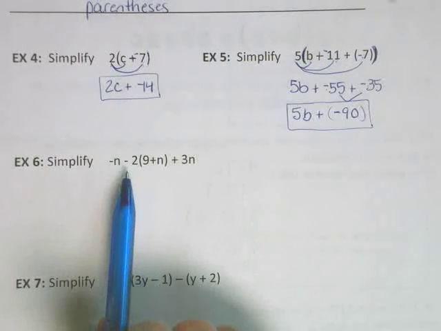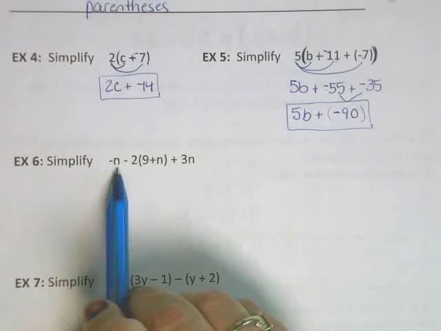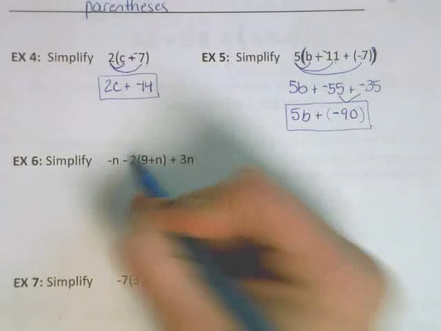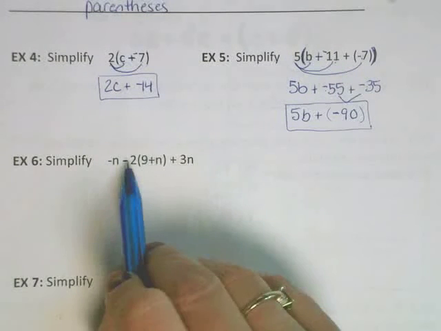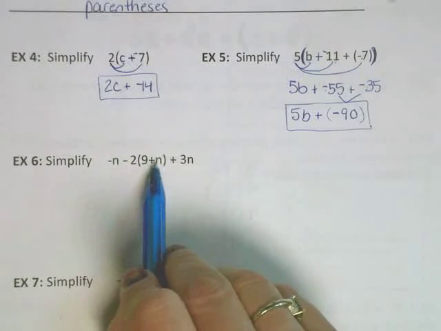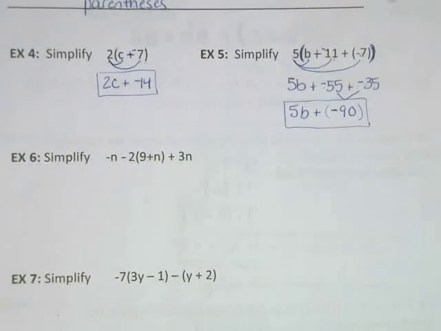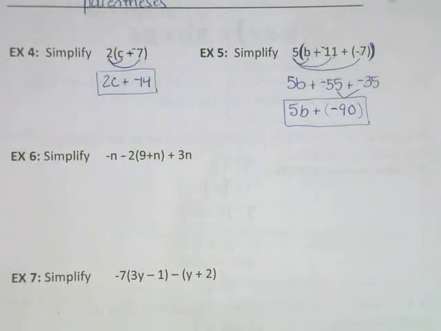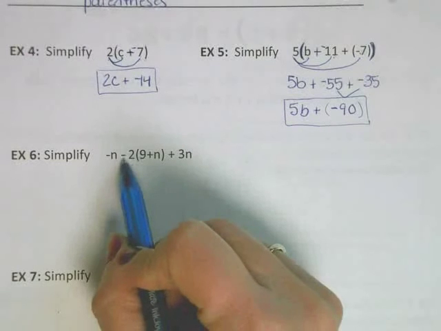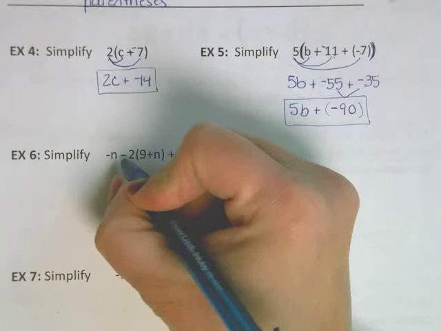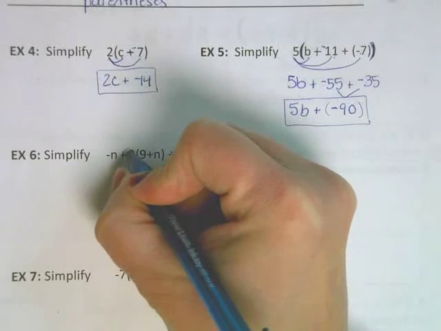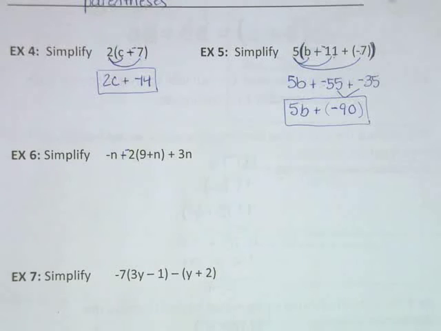All right, so let's look at another couple of situations where there's not just the distributive property going on. With this one, example 6, we've got this negative n. This is a minus, even though it doesn't really look like it. It looks kind of like a negative. Minus 2 parentheses, and 9 plus n, and then plus a 3n outside of those parentheses. There's a lot going on here. The first thing I'm going to do is change this subtraction so that I don't make any mistakes with negatives. It's like adding the opposite. So I'm going to make that into a negative 2.